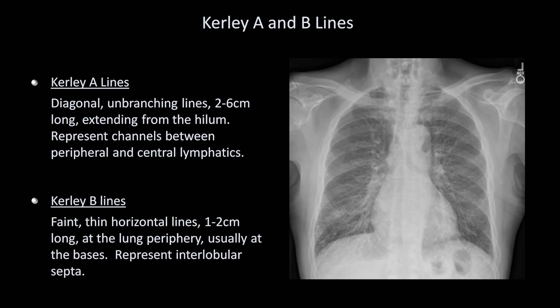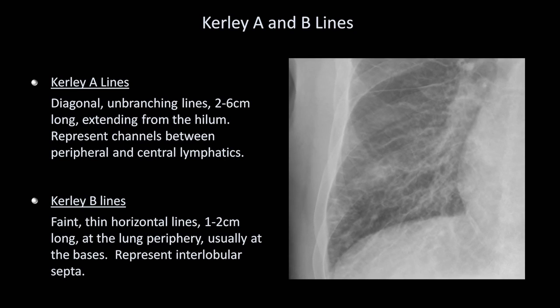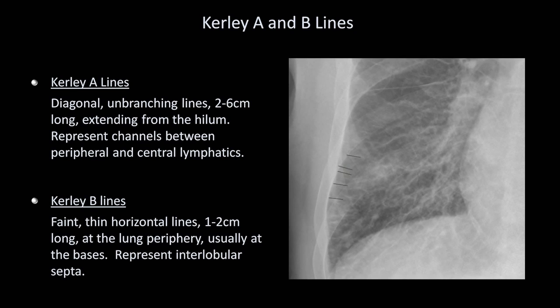In this example, if we zoom way in at the right lung base, we can see the tiny, faint horizontal curly B lines, specifically indicating this patient may have mild heart failure.